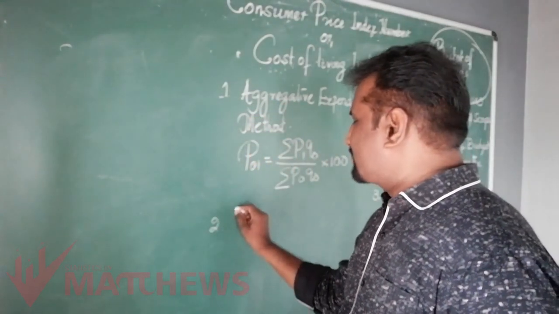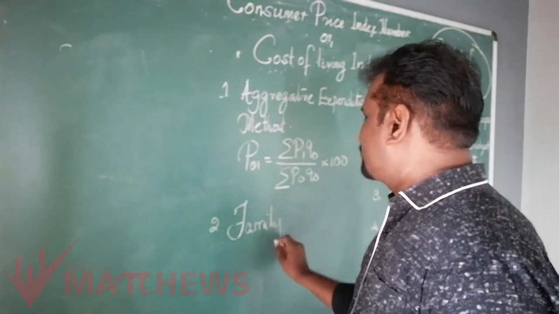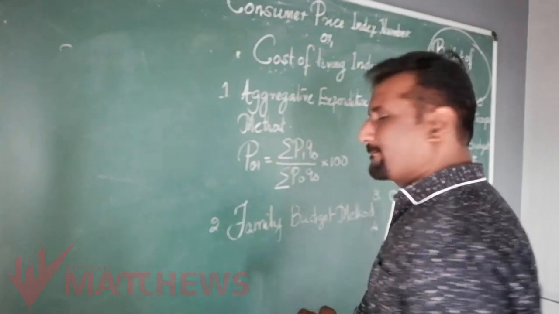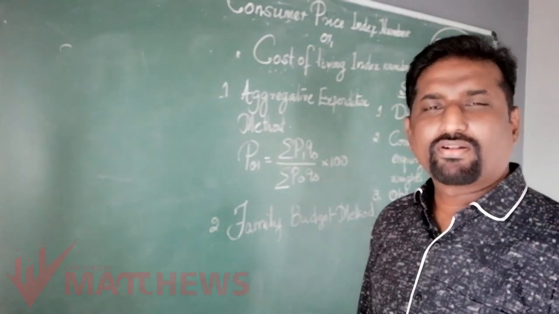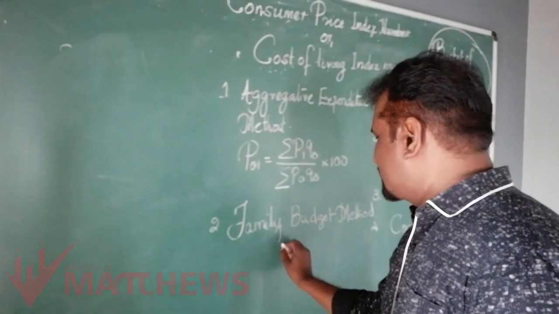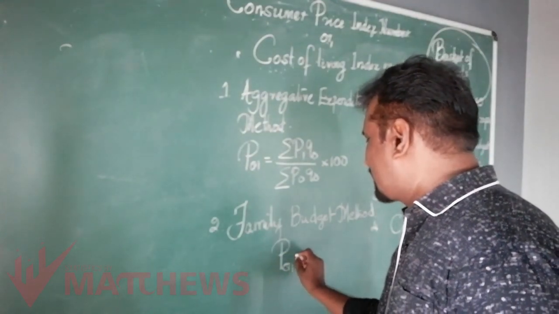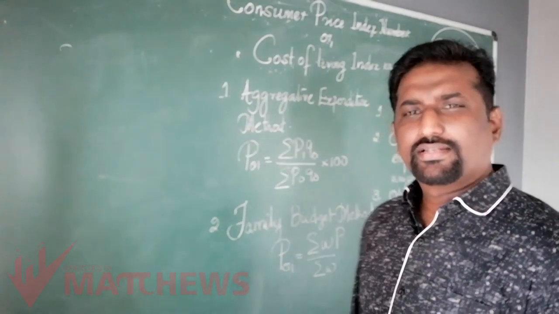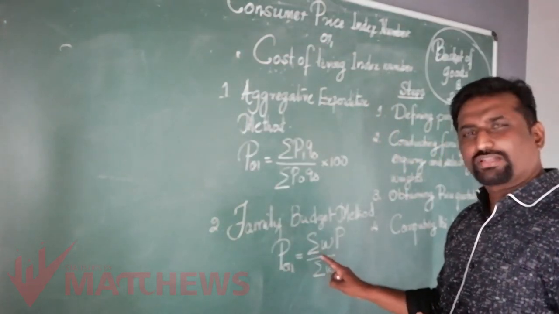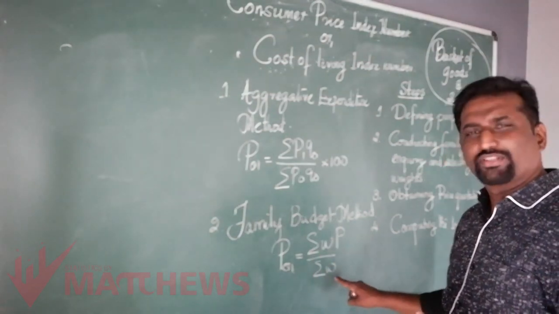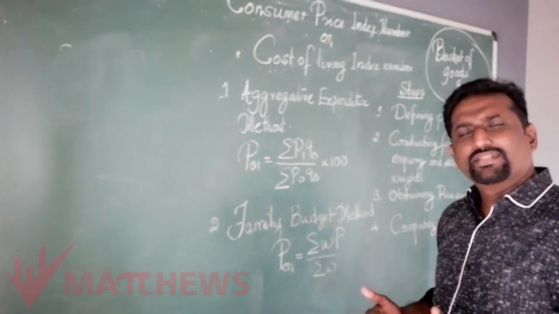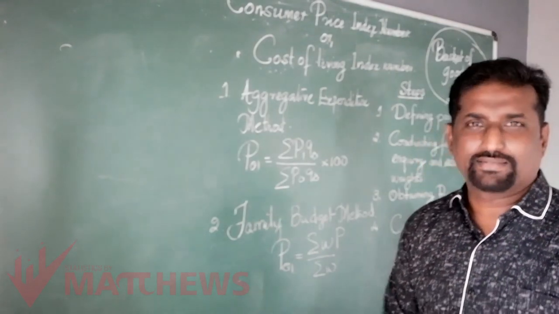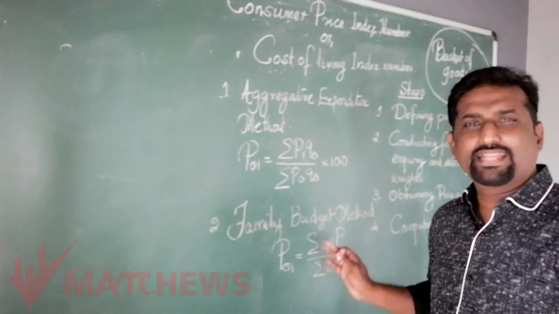The second one is called the family budget method, students. We call this FBM, not Facebook, it's family budget. It is given as P01 is equal to summation WP divided by summation W. This is the same as the weighted arithmetic mean index number.